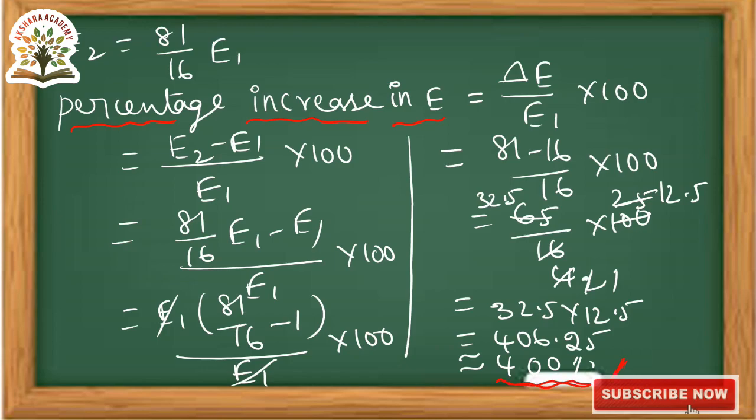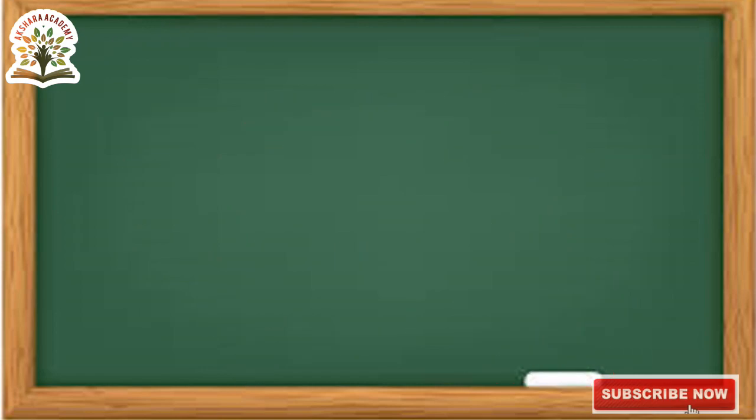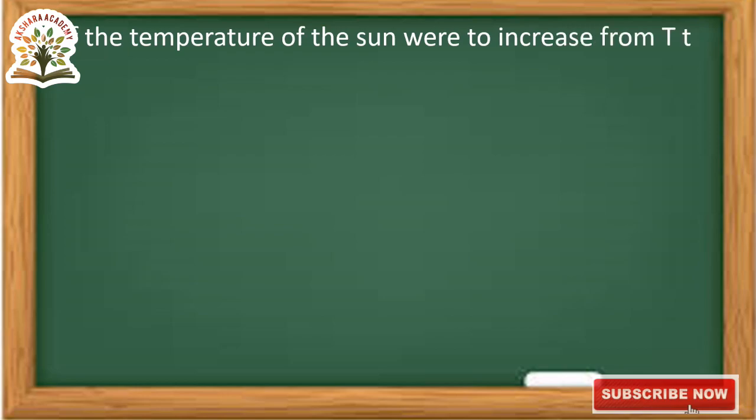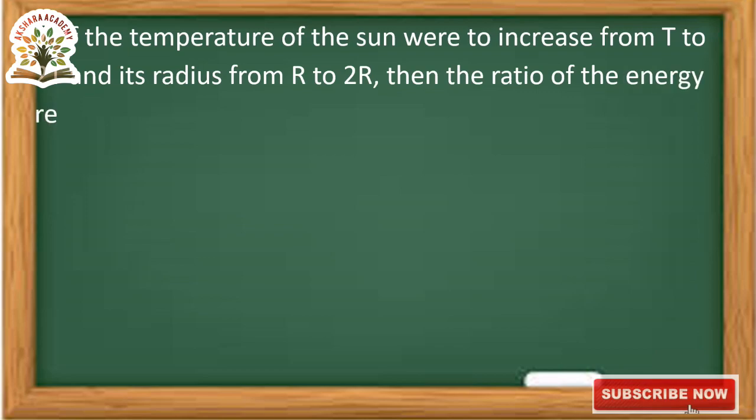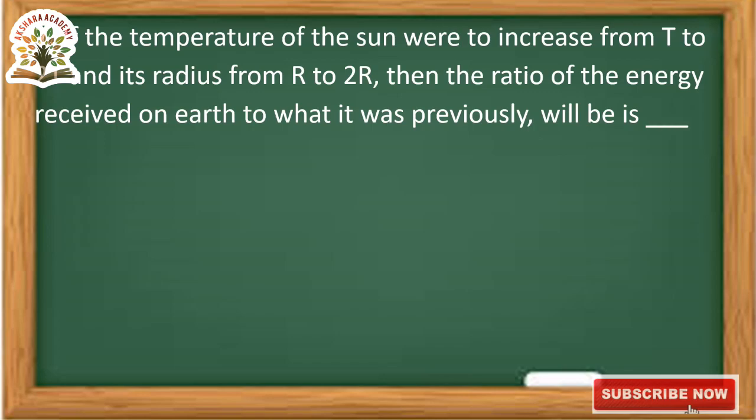Okay. Next we'll go to the next question. If the temperature of the sun were to increase from T to 2T and its radius from R to 2R, then the ratio of the energy received on the earth to what it was previously will be. In this question, the temperature of the sun increases from T to 2T and its radius from R to 2R. Then you have to calculate the ratio of energy received on earth. Okay, let us come to the solution.